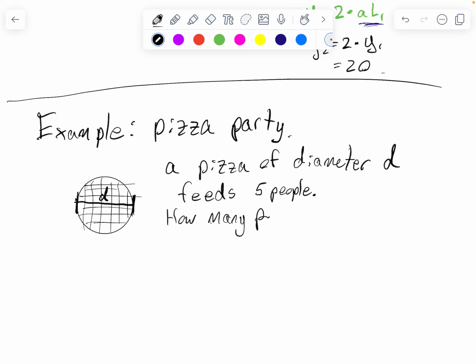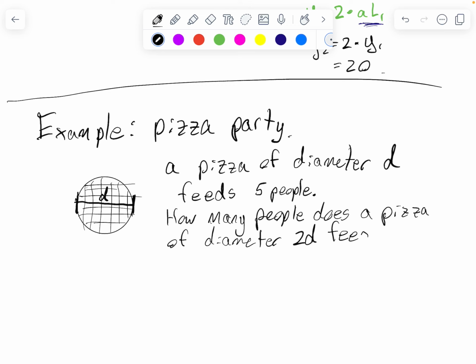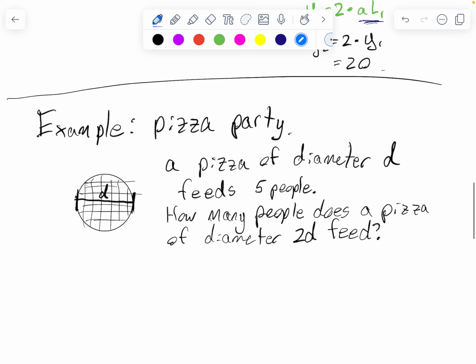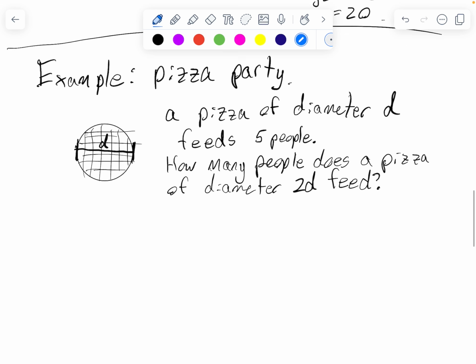Our goal, though, is to figure out if we have a new pizza with a diameter twice that of the original pizza, how many people can that new pizza feed? When we're trying to figure out how many people a pizza will feed, what really matters is the volume of pizza that people eat. If the thickness of the pizza is the same, then that boils down to the area of the pizza. And we can think of that as the number of little square pieces. Now, if you want to cut it into slices instead of squares, that's fine, but it's just harder, in my opinion, to imagine the geometry.